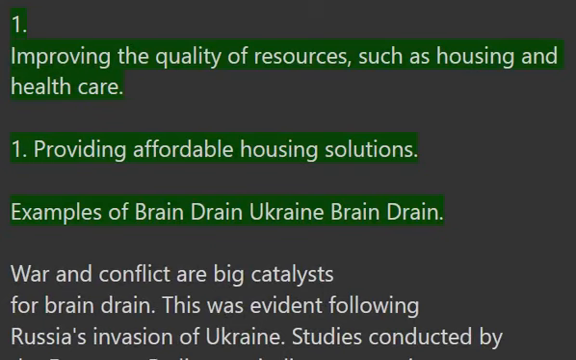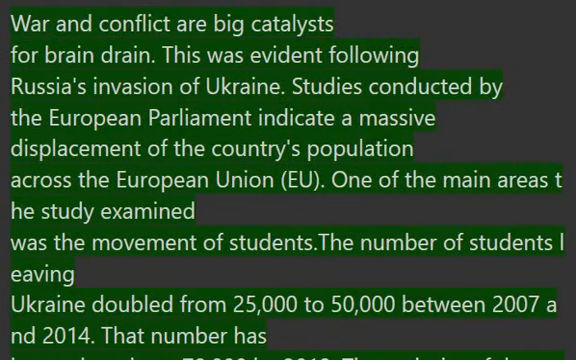Examples of brain drain. Ukraine brain drain. War and conflict are big catalysts for brain drain. This was evident following Russia's invasion of Ukraine. Studies conducted by the European Parliament indicate a massive displacement of the country's population across the European Union, EU. One of the main areas the study examined was the movement of students.